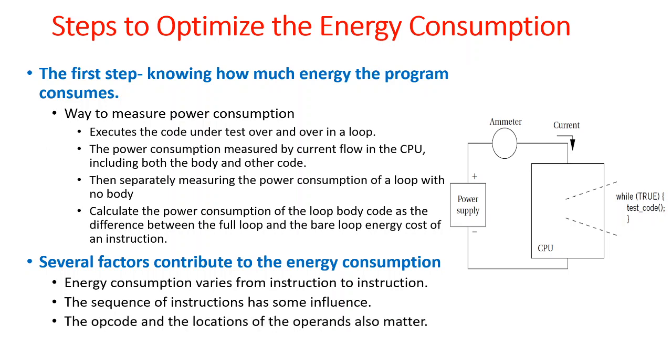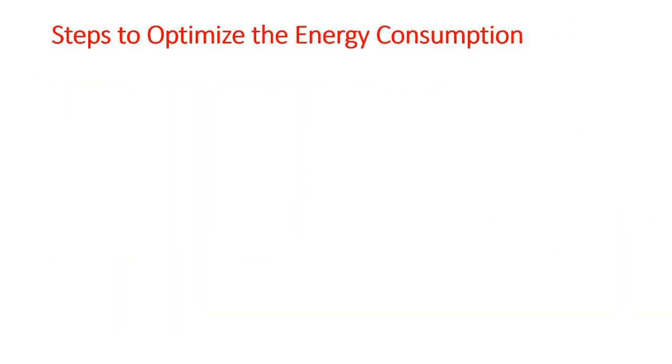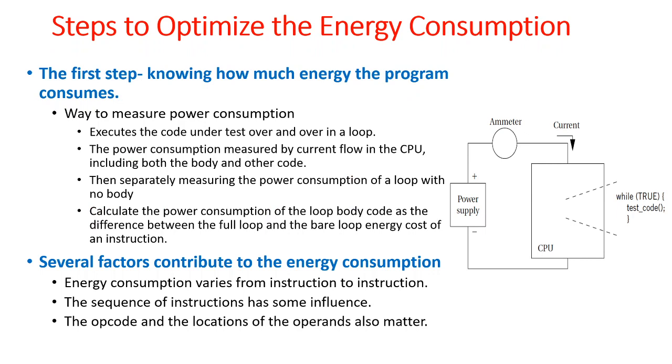Opcode and operand also matter. For example, it may be a 16-bit number operation or a 32-bit number operation. Then the power consumption differs. Okay. So after the factors affecting, next we'll see the steps to optimize. The first step, what we saw, is to measure the energy.